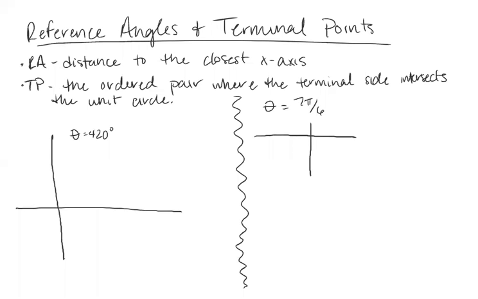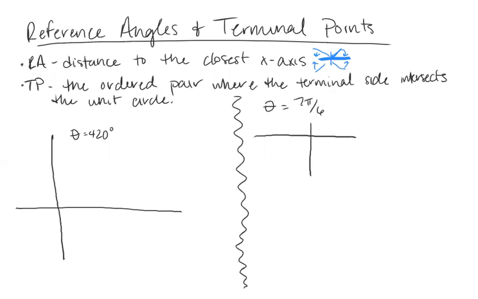Okay, in this video, we are going to talk about reference angles and terminal points. So a reference angle is, you want to think about the distance to the closest x-axis. So if you're in quadrant 1, you're going to go down here. If you're in quadrant 2, you're going to go down here. In quadrant 3, you go up here. And in quadrant 4, you go here to the positive x-axis. So you're just trying to get to the closest x-axis.